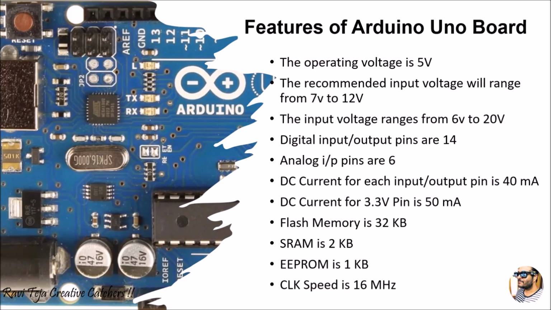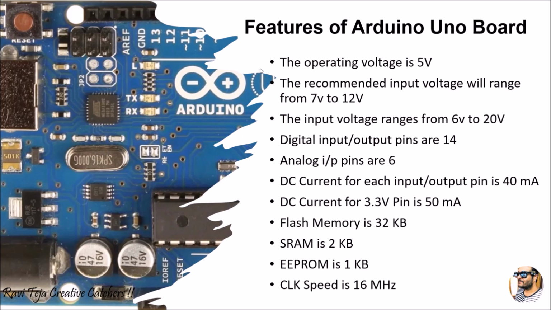So, as I've already said, we have 14 digital input and output pins, and we have 6 analog pins, and the DC current for the input and output is around 40 milliamps. And we also have a DC current for 3.3 volts, as I've already shown you. The flash memory is 32 KB, SRAM is 2 KB, EEPROM is 1 KB, and the clock speed is 16 megahertz, from a crystal oscillator clock. So these are the features of Arduino Uno.